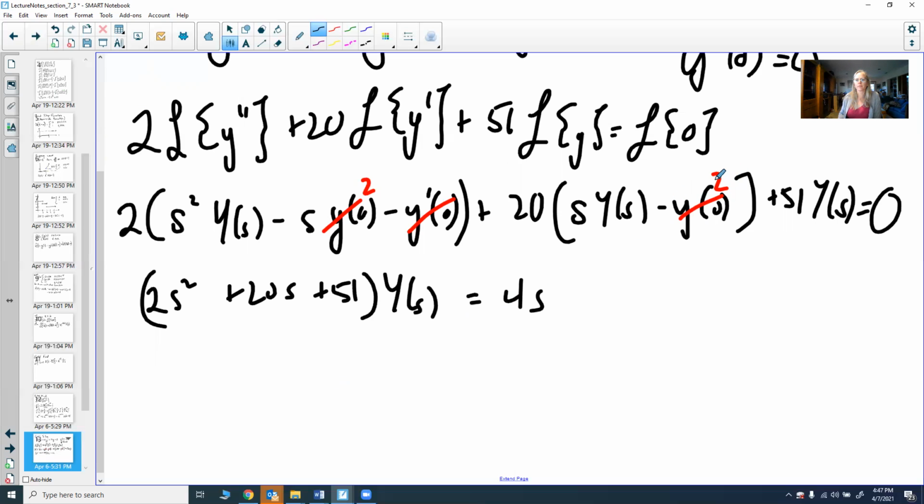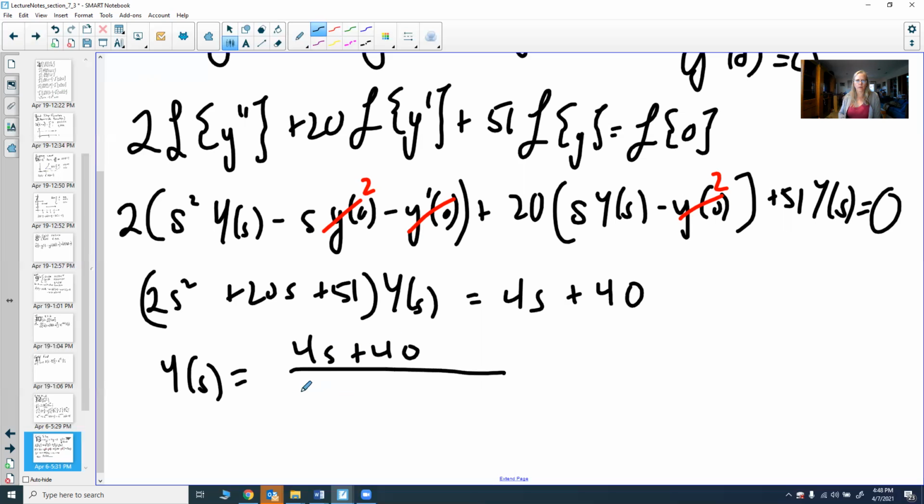Oh, I missed this plus this one here. Sorry, missed this value here. So that was going to be 20 times negative 2, which is negative 40. So I missed that negative 40, so we're going to have a plus 40 when we bring that over to the other side. Okay. So y of s is going to equal 4s plus 40 over 2s squared plus 20s plus 51.